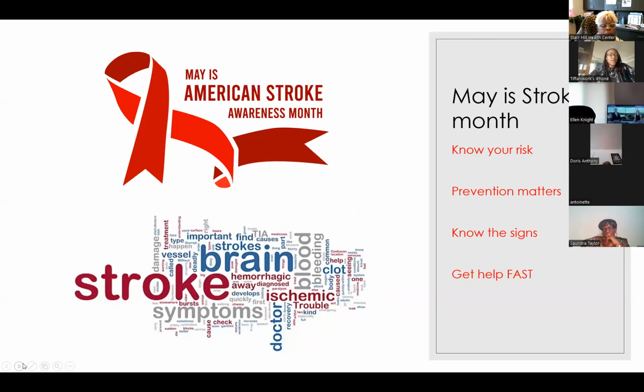So just to wrap it up, this is May, this is Stroke Awareness Month, and I hope that what we talked about has increased your awareness of stroke, that you might focus on knowing your risk, your loved one's risk for stroke, that prevention and looking at the preventive factors that you can modify is important. Knowing the signs of stroke is also important, and getting help if you do have symptoms of stroke as quickly as possible so that you can prevent any damage.